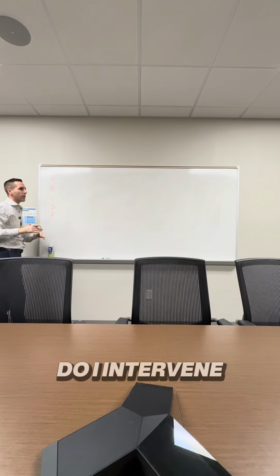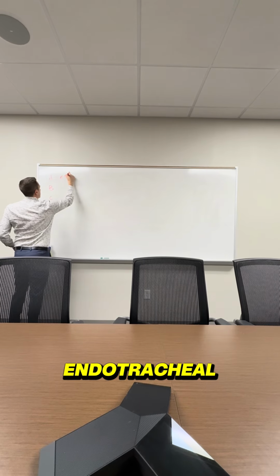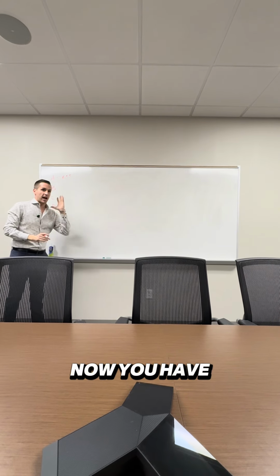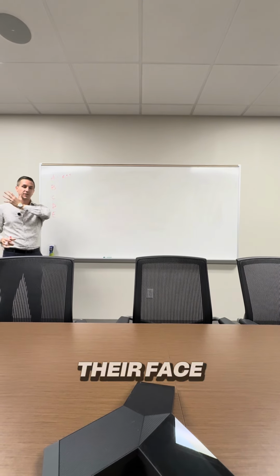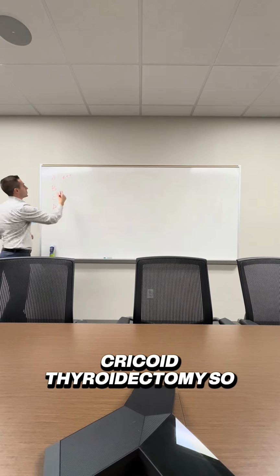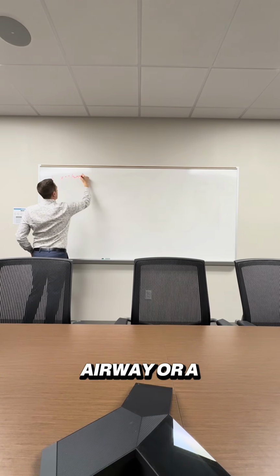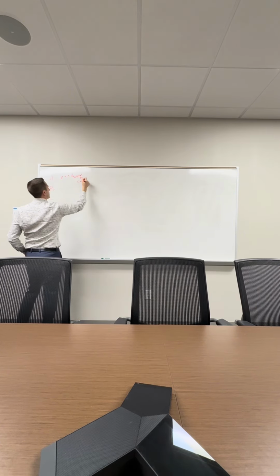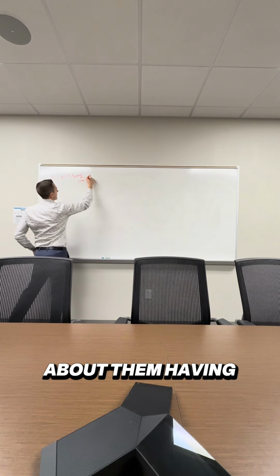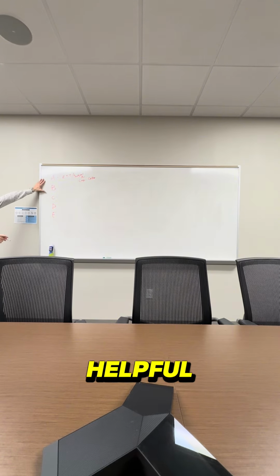Airway. Okay, and then how do I intervene on A? Intubation. Yeah, so endotracheal tube intubation. So that's where I was going to go. Now you have a patient whose jaw's ripped off their face. What do you do? Cricothyroidotomy. So it's ET tube, or we call that a surgical airway, or a cric. Okay. And then for A, we also like to think about them having a collar for cervical spine immobilization. So that's also helpful for A.